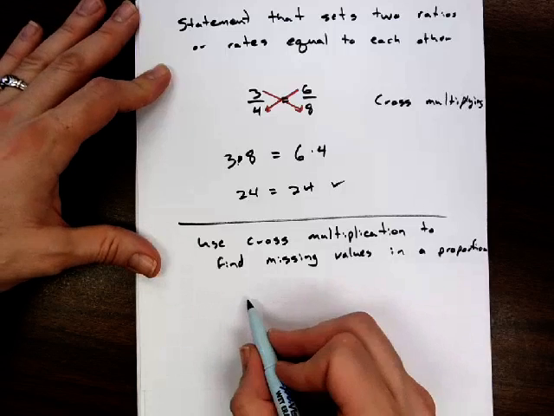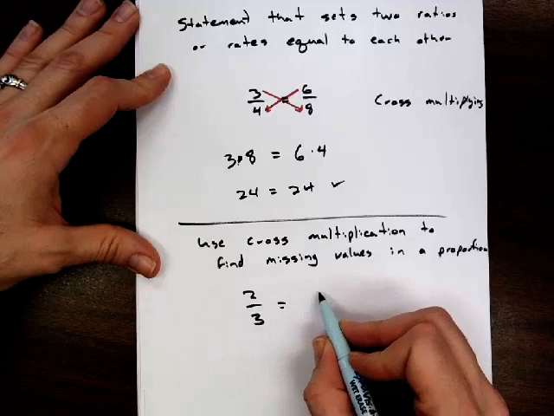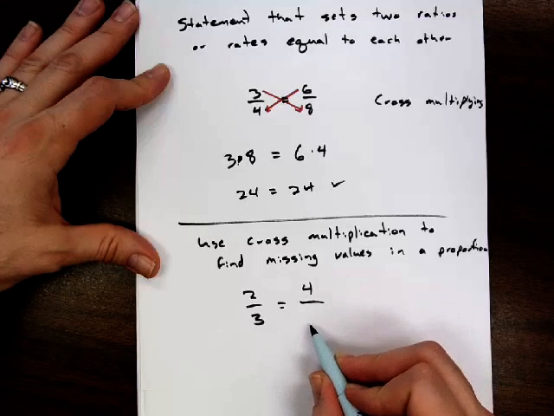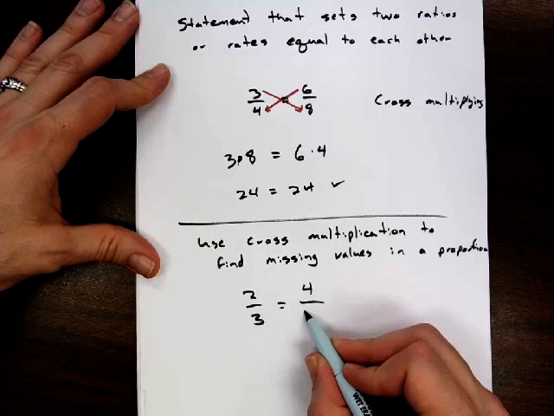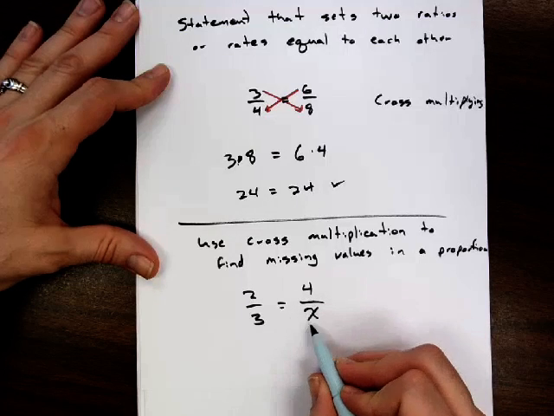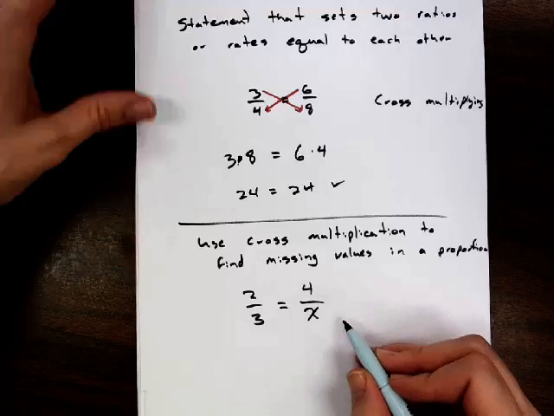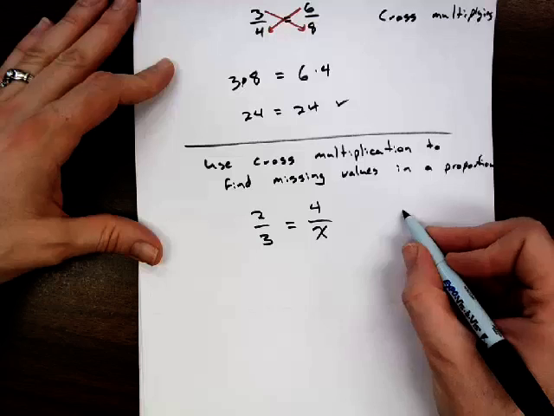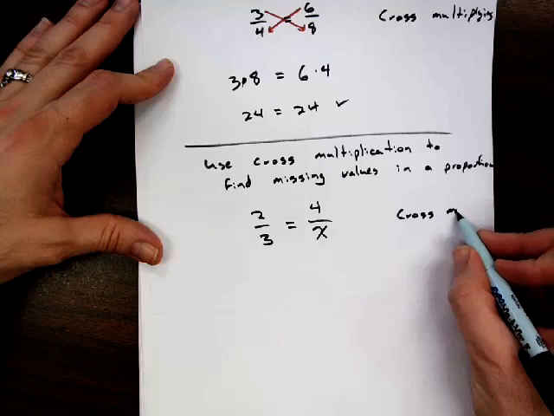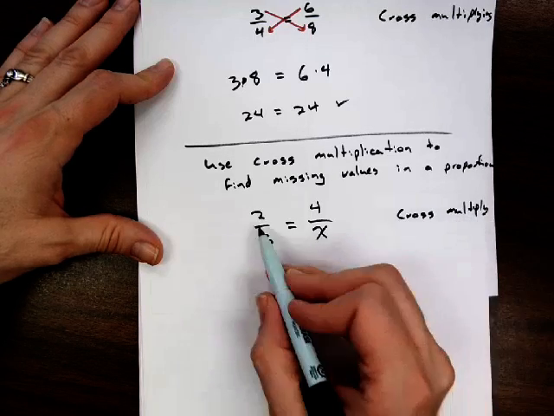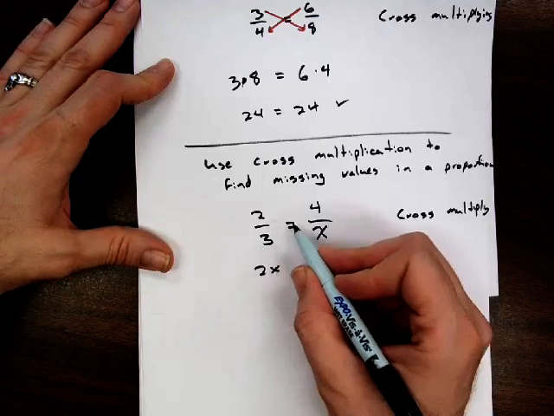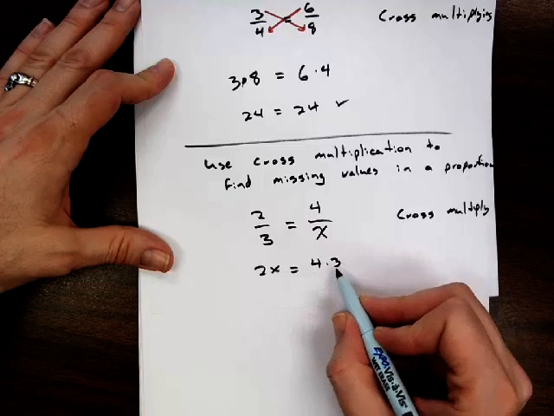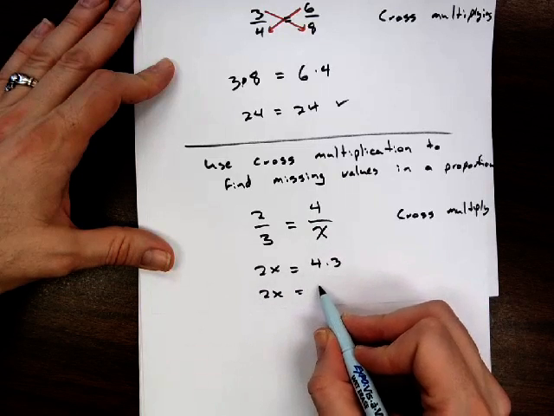So we've got something like 2 over 3, and I want this to be equal to something like 4 over some sort of unknown number. Let's just call that x for now. We can use any variable we want to here, but x is a convenient one. Well, what we're going to do is cross multiply. So we're going to have 2 times x, that's going to be just 2x, and that's going to be equal to this 3 times 4, or 4 times 3. So I've got 2x equal to 12.